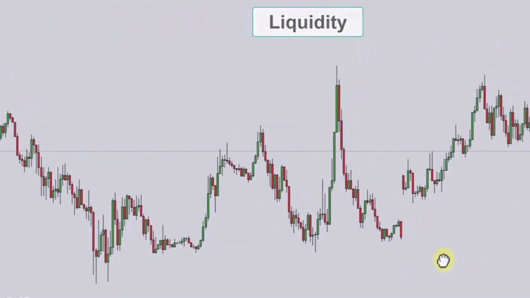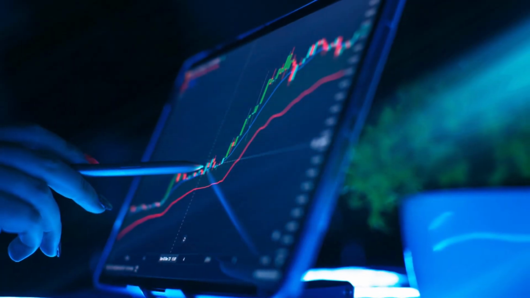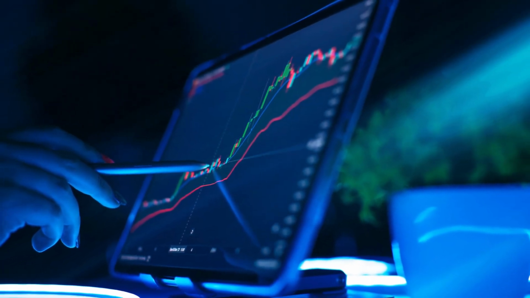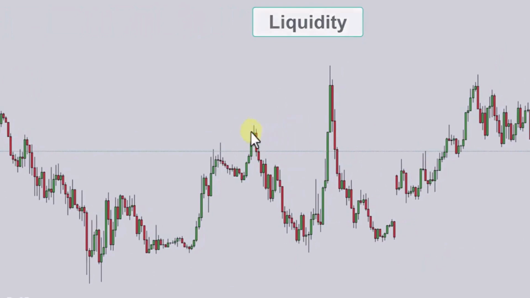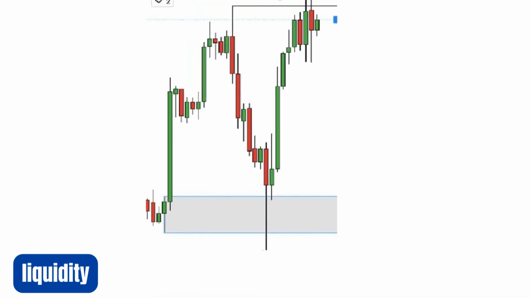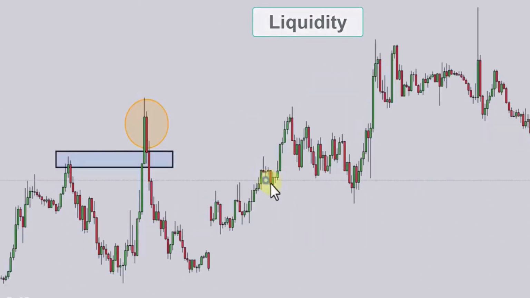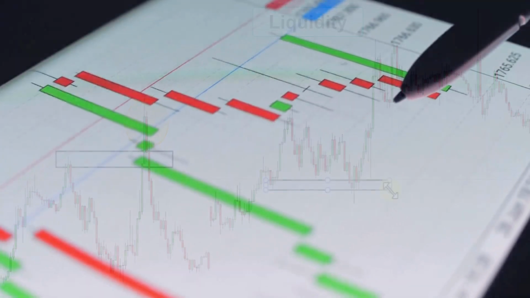Liquidity. Understanding liquidity is a fundamental concept in smart money trading. Liquidity acts as a magnet for price as it is constantly looking for a place to trade and accumulate positions. Liquidity primarily refers to the presence of orders at various price levels, and these orders influence price movement and often lead to market violations of highs and lows, causing losses to retail traders.